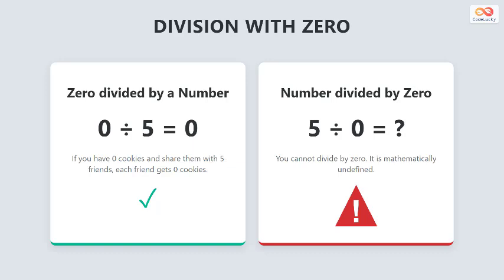We must also talk about 0, because it follows special rules. If you divide 0 by any number, the answer is just 0. Think of it as having 0 cookies to share with 5 friends. Everyone gets 0 cookies. However, you can never divide a number by 0. This is mathematically undefined and impossible to do. Watch out for this difference.